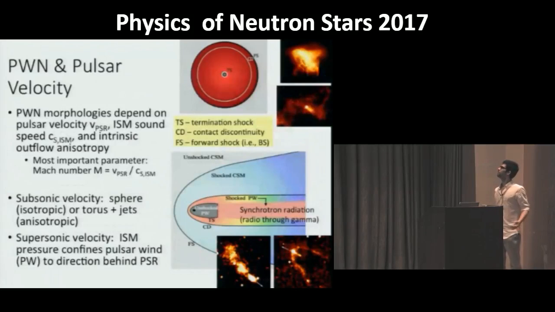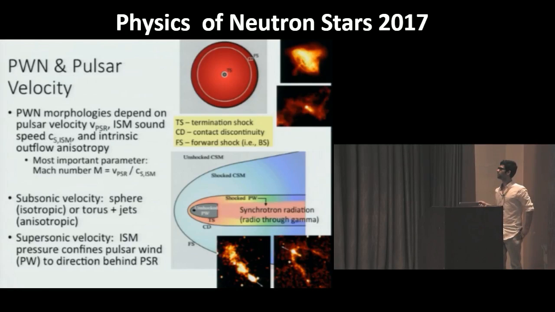So the most important factor in determining a pulsar wind nebula's morphology is the Mach number, which is the ratio of the pulsar's speed relative to the speed of sound in the interstellar medium. Theoretically speaking, if your pulsar has a Mach number lower than 1, you'd get a spherical pulsar wind nebula, but we don't really see that. We see jets and tori because the wind is mostly anisotropic.